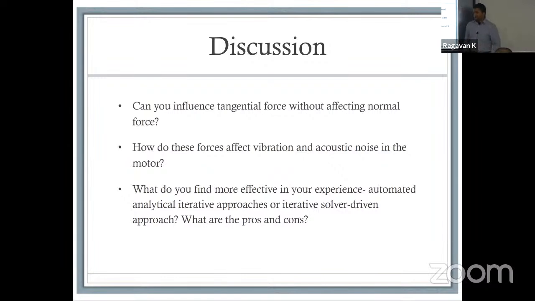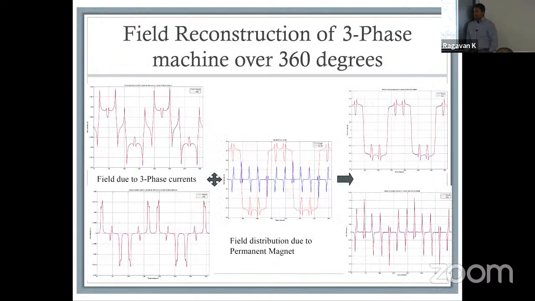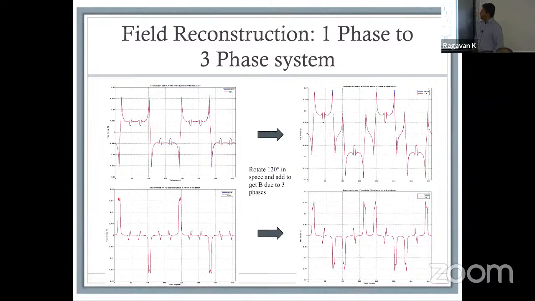I just want to ask about that graph. We can observe the dip in the middle of that curve in both single and three phase. What is the reason behind that? Why are we getting that little dip?